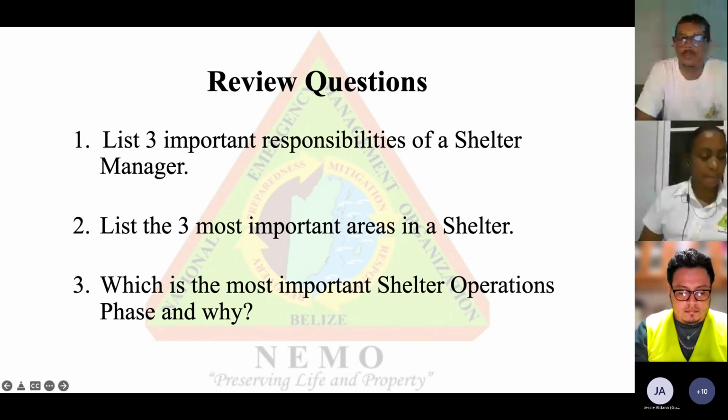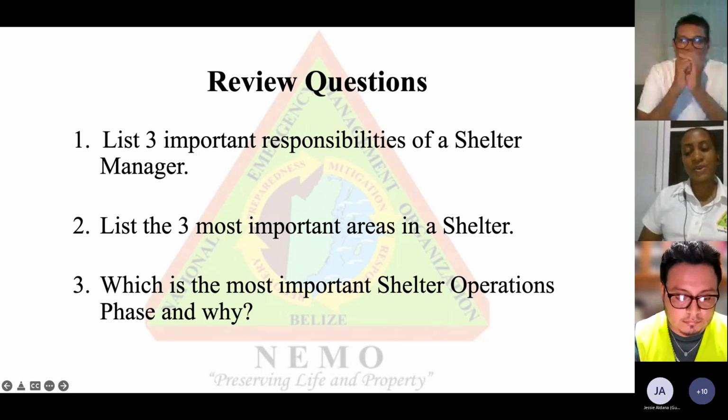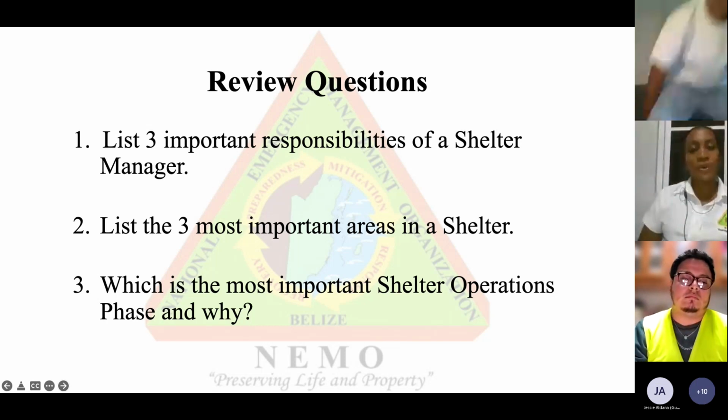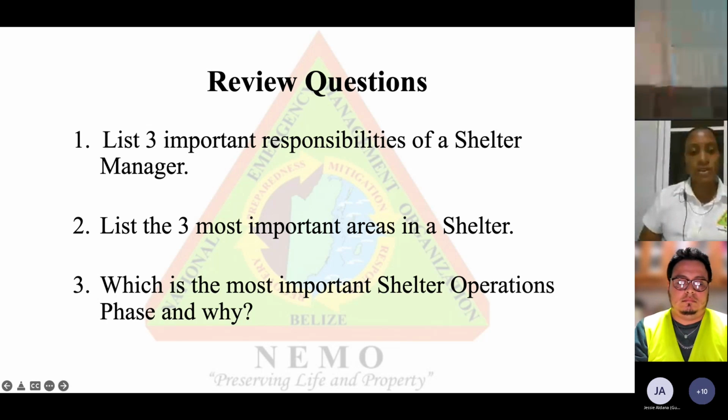All right, guys. Everybody notices the ground rules. You have options of answering these questions. We have the WhatsApp chat, we have this chat, or if you don't want to type, just take off your microphone and go right ahead. The review questions are three. The first question is to list three important responsibilities of a shelter manager.